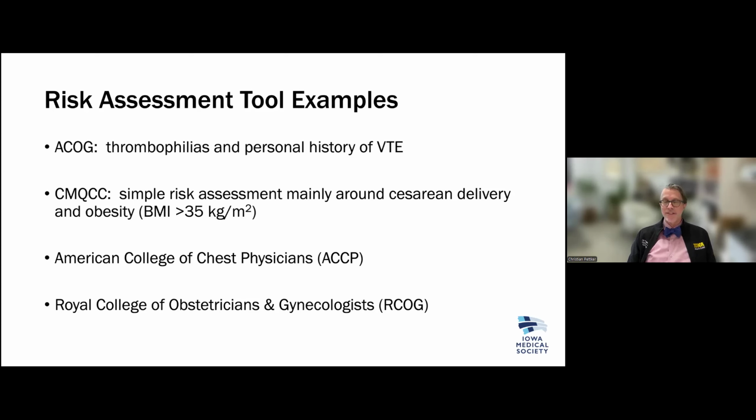have a sort of severity element or a stratification element to them that makes them very different from one another. ACOG focuses their risk assessment tools on people with thrombophilias or personal histories of venous thromboembolism. CMQCC adds on top of that a simple risk assessment, mainly around cesarean delivery and obesity, and I'll be going into detail. And then ACCP and RCOG have much more granular recommendations around their risk assessments, and we'll see examples of those.